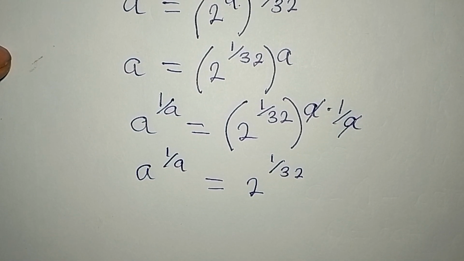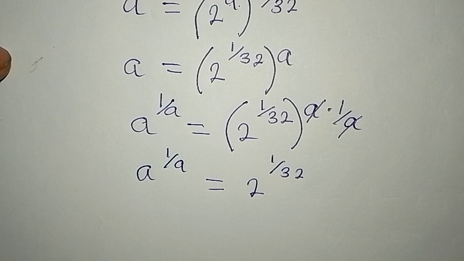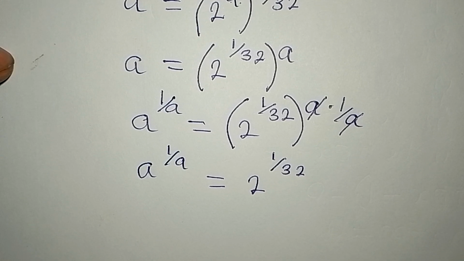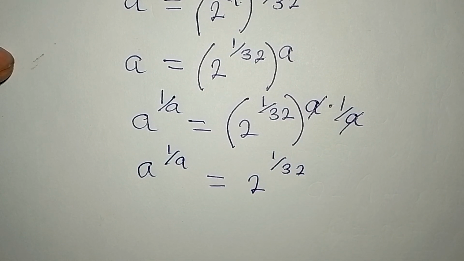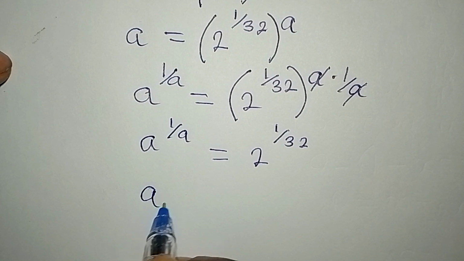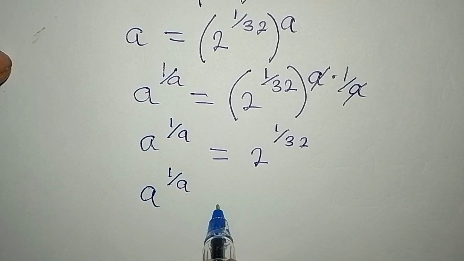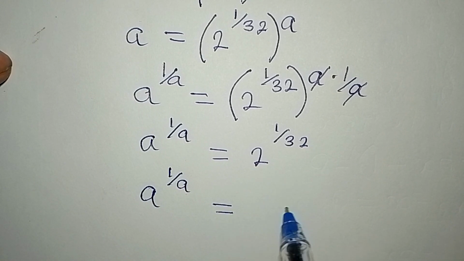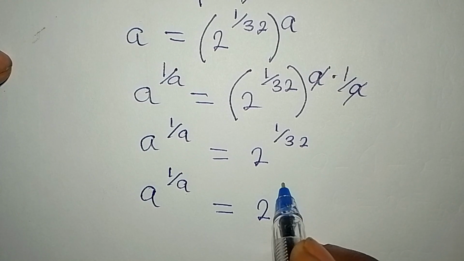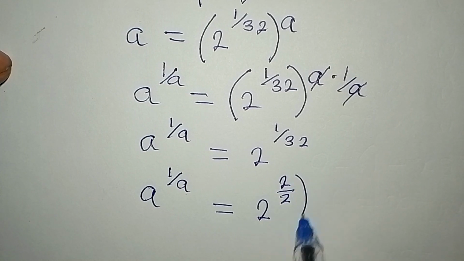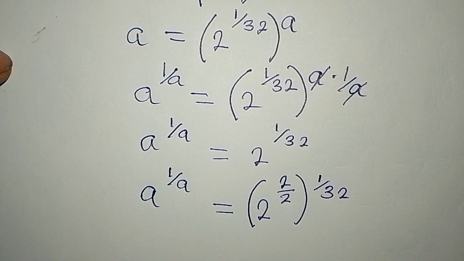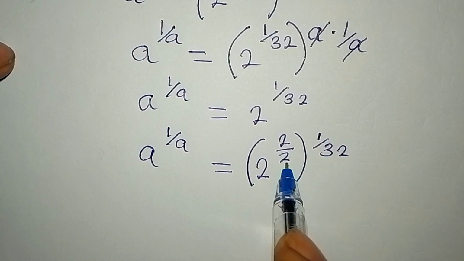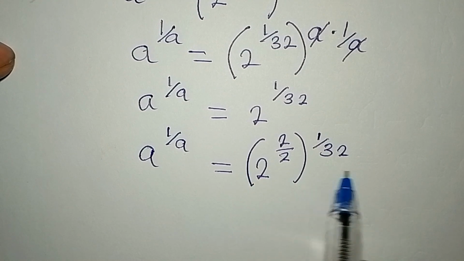But remember that we're looking for the value of a, and we're not going to introduce log to this problem, right? So let's continue to break this down. And now watch me. A to the power of 1 over a is equal to, see this 2 here, I'm going to raise it to an imaginary 2 over 2. Then the power here is 1 over 32. It's still there, right? Remember, 2 over 2 is the same as 1, so this has not changed anything.